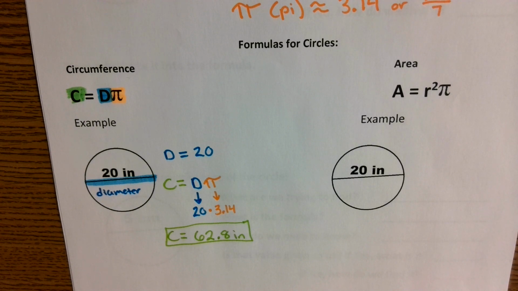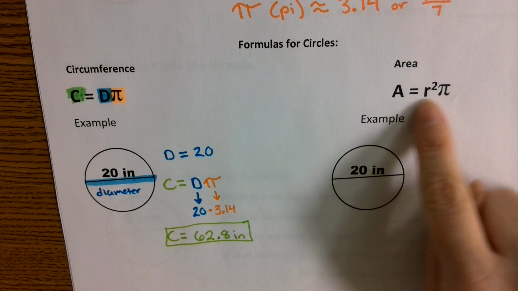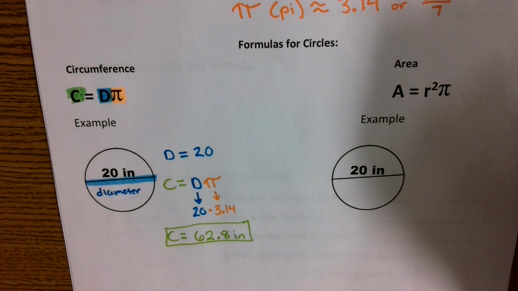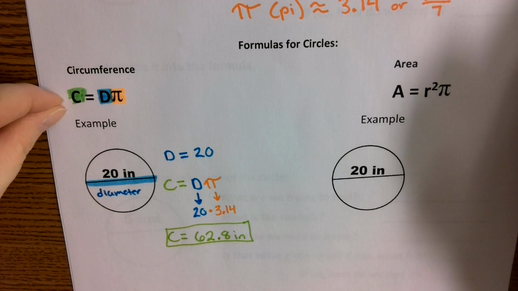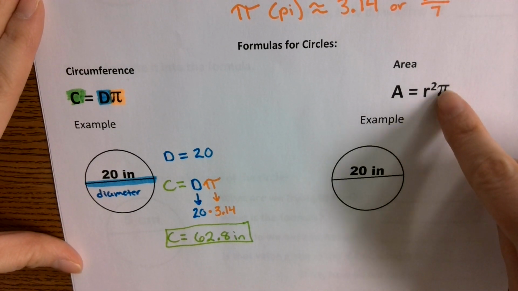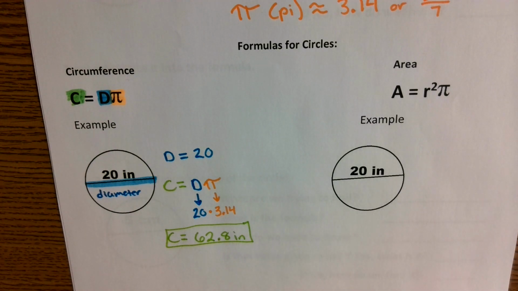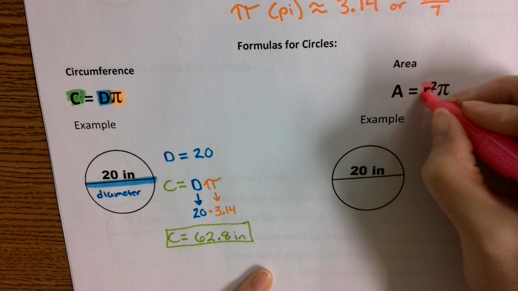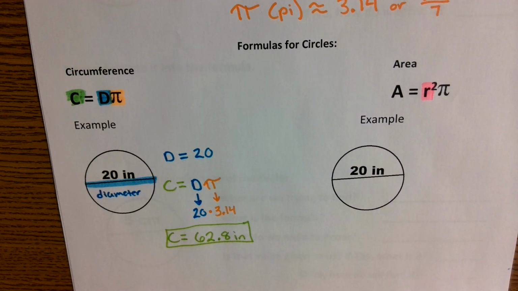Now, for area, if we locate right here, area uses the radius. It does not use the diameter. So just keep that in mind. Circumference uses diameter, area uses the radius. And not just the radius, but it uses radius squared. Radius squared, or radius times radius, if you need to remember it that way.